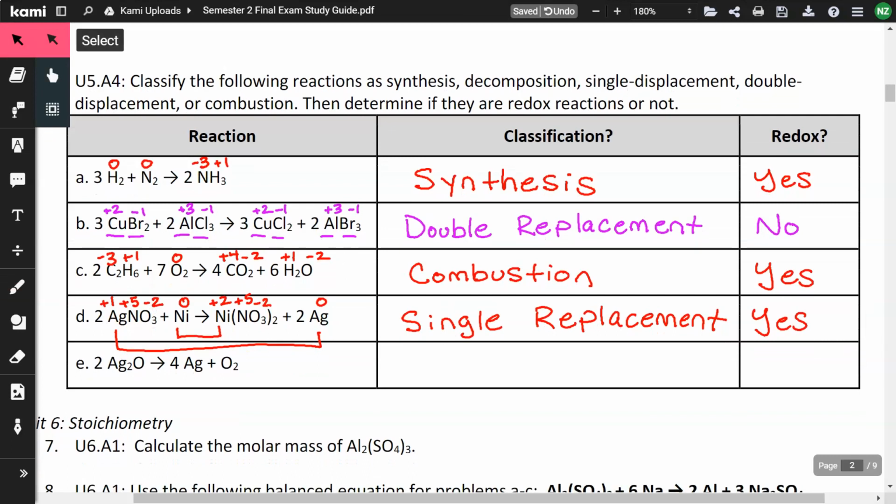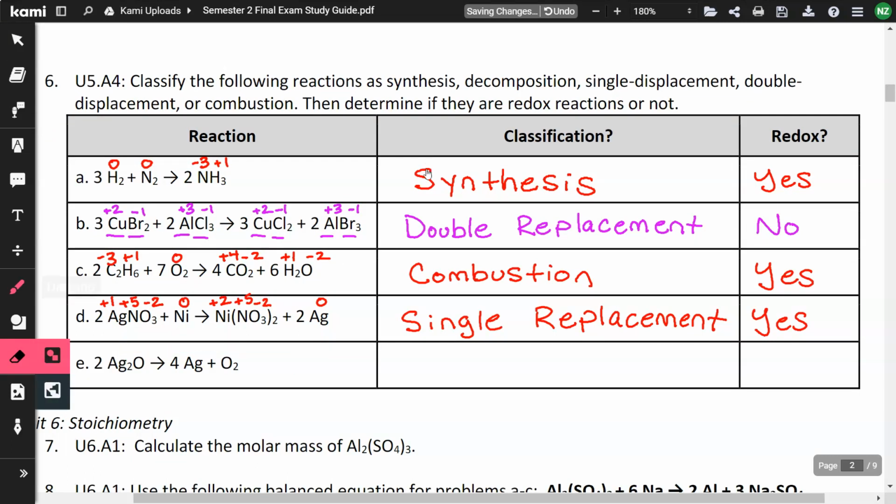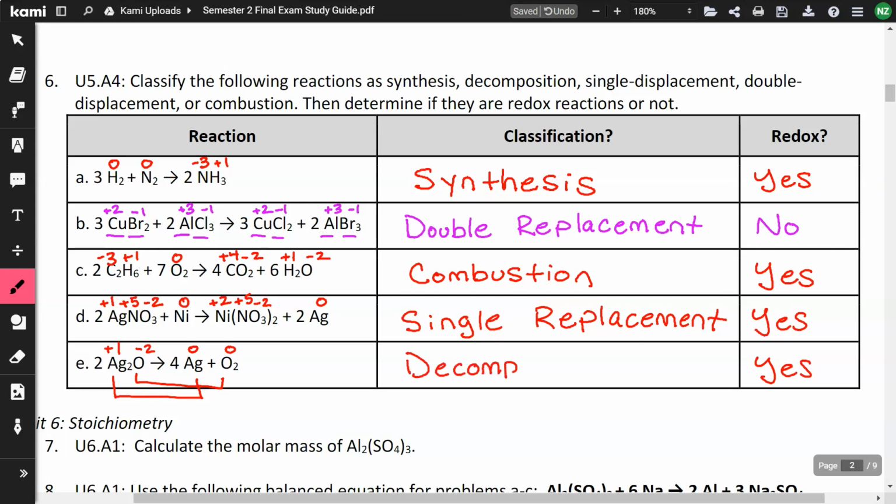All right, E. Okay, oxygen's -2. This is going to have to be +1 to balance that out. We go from -2 to 0, and we go from +1 to 0. This is definitely a redox reaction. And we're going from a compound and breaking into two smaller pieces. This is decomposition.